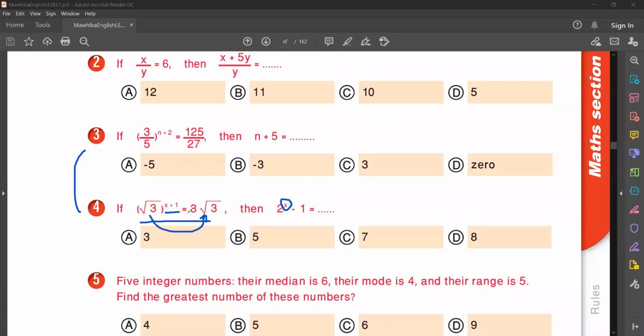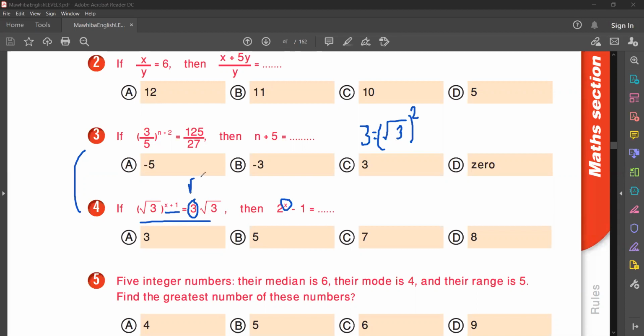Now, look here. What about 3? 3 is the same as square root of 3 to the power 2. Is it the same? I ask you, is 3 equal to square root of 3 to the power 2? Is it the same, right? So I can write here that 3 is square root of 3 to the power 2.